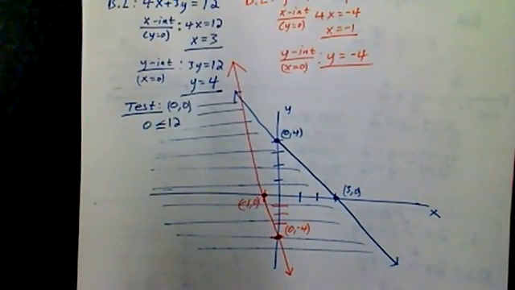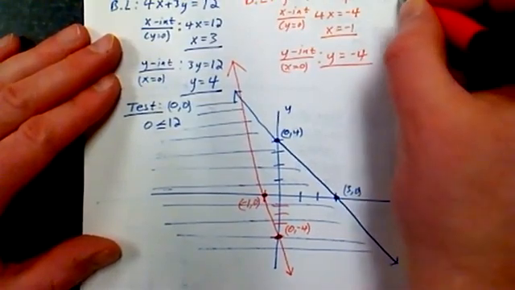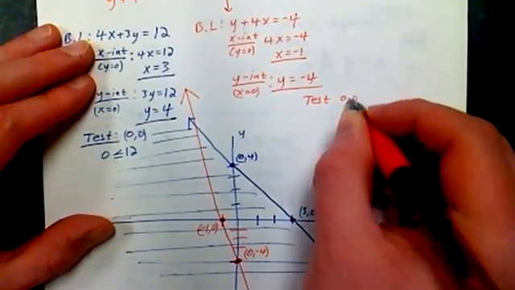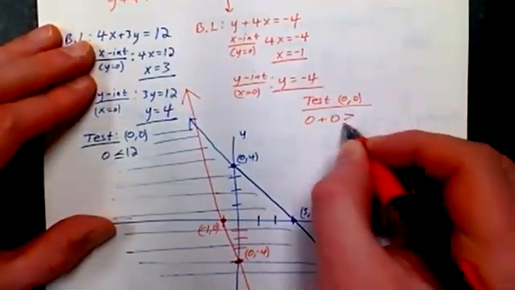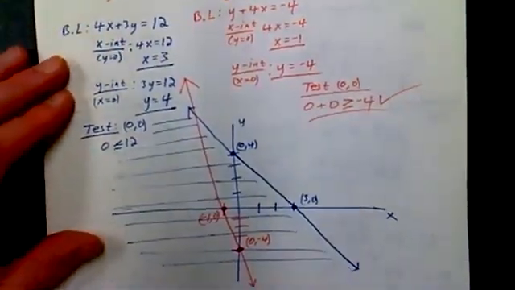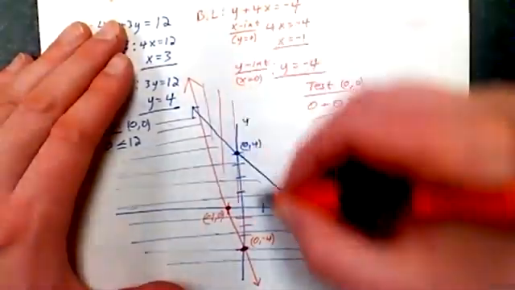Now, let's pick a test point. Let's test (0, 0) again. Why not? It's easy. 0 plus 0 is greater than or equal to negative 4. Looks like (0, 0) checks out. So my solutions to that one are these red lines.